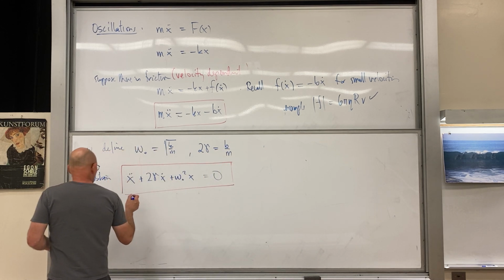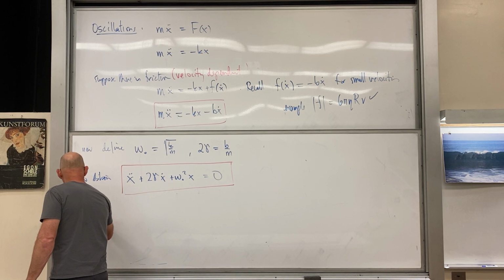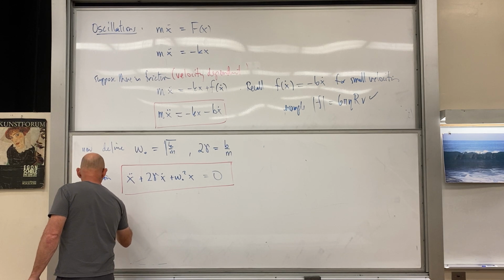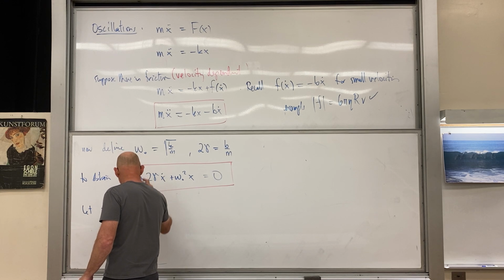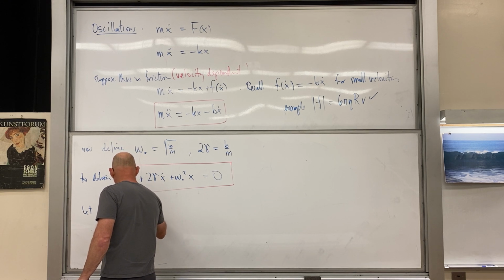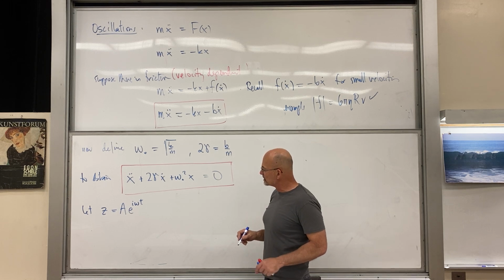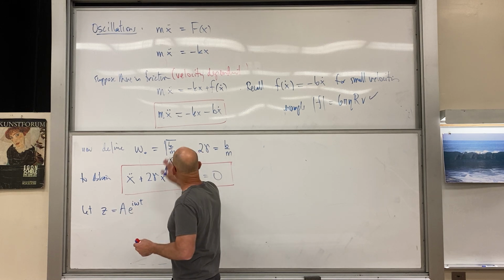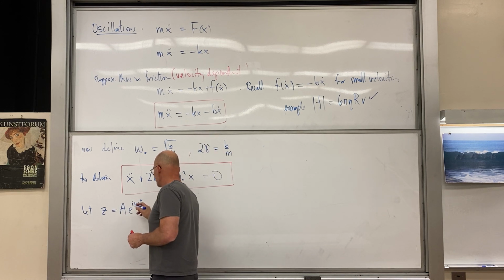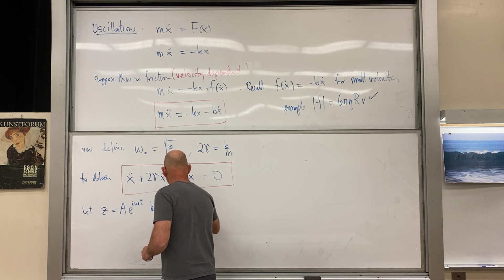Okay. So what we'll do is, I could just call it x, but let z equal A e to the i omega t be our trial solution, and we can take the real part of this when we're done. That's the whole point of the discussion up above there.